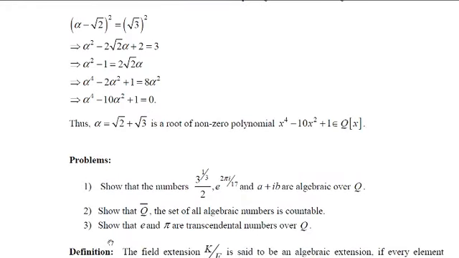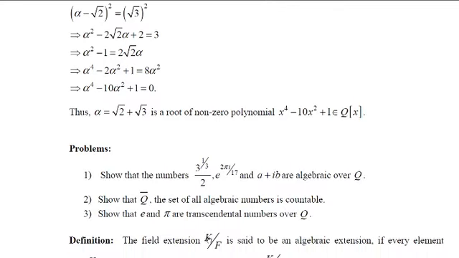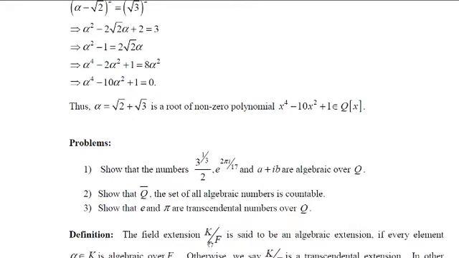Now let us define what is meant by algebraic extension and transcendental extension. Any field extension K over F is said to be an algebraic extension if every element of K is algebraic over F. That means every element alpha in K must be a root of some non-zero polynomial in F[x]. Otherwise, this field extension is called a transcendental extension. That means even if one alpha in K is transcendental, then this extension becomes a transcendental extension. Remember, if every alpha is algebraic, then this extension is an algebraic extension. Even if one of them is a transcendental element, then K becomes a transcendental extension.